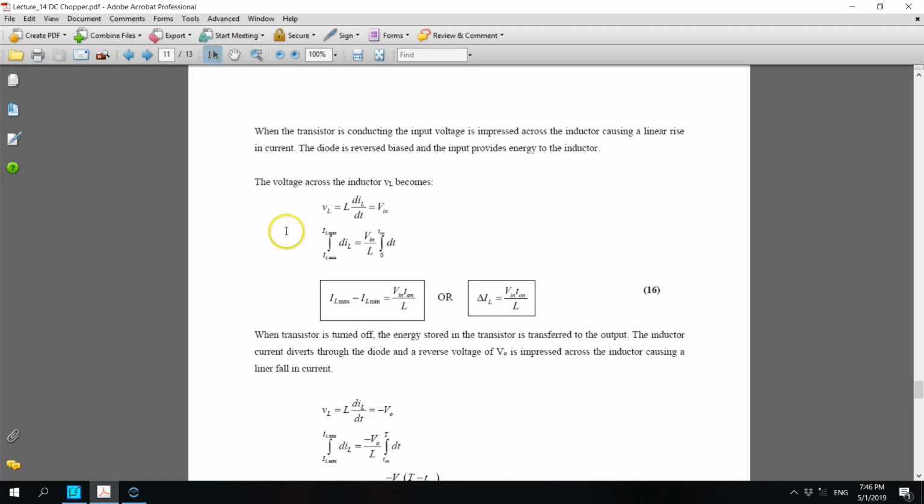Solving that, you're going to see that IL max minus IL min equals Vin multiplied by Ton divided by L. We also know that IL max minus IL min is the ripple of the inductor current, and it is defined by Vin Ton over L.